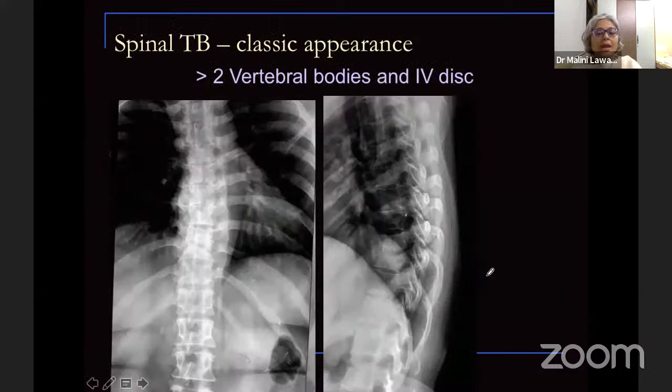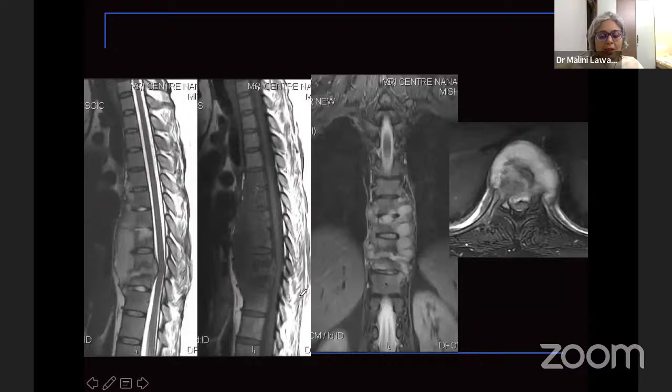Typical appearance on X-ray is like this, where you have two vertebral bodies involved, the intervening disc is involved, showing irregularity, and this patient also has some paraspinal soft tissue component. And this is how you see it on MR. This is the infective spondylodiscitis, where you can see irregularity, and then you can see a large anterior epidural soft tissue abscess, which is extending under the longitudinal ligament and involving the adjoining vertebrae, only the anterior portion. And here you can see the pre and paravertebral abscess.